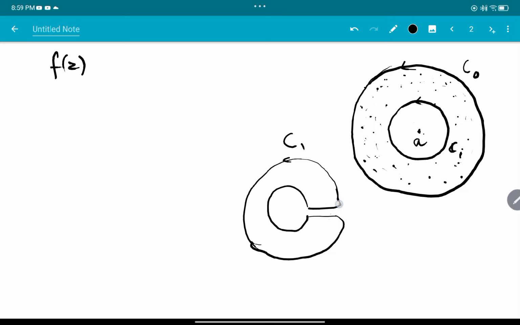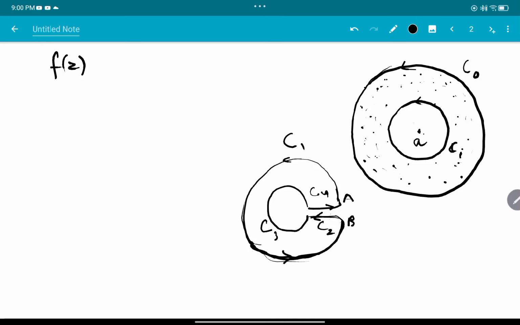It has four parts. One is C1, starting from A to C1 to B, and it is in the anti-clockwise direction. And then from B, let me call it C3. This will be C2, C3, and then C4.